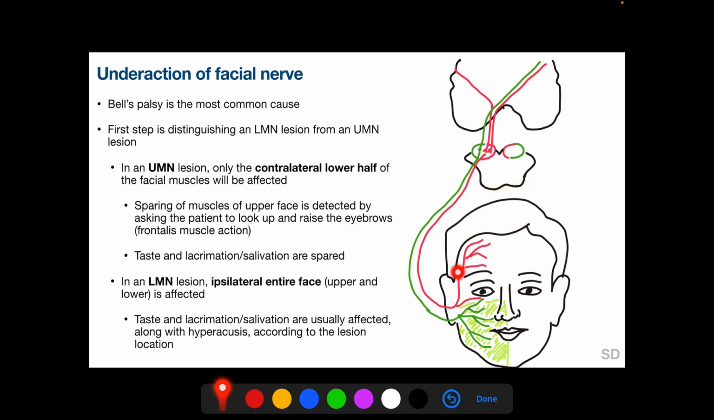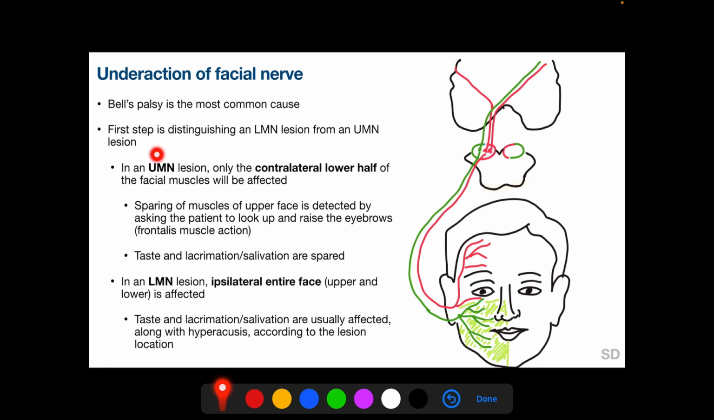The upper part of the face is supplied by the upper motor neurons of either side bilaterally, but the lower part of the face is supplied by only the contralateral upper motor neurons. But the lower motor neurons of the motor nucleus of the facial nerve supply only the ipsilateral face. So in an upper motor neuron lesion, only the contralateral lower half of the facial muscles will be affected, and sparing of muscles of the upper face is detected by asking the patient to look up and raise the eyebrows, thus demonstrating sparing of frontalis muscle action.